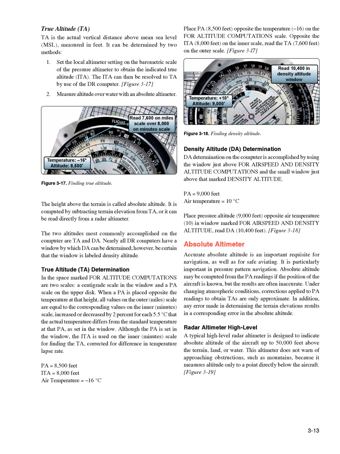2. Measure altitude over water with an absolute altimeter. The height above the terrain is called absolute altitude. It is computed by subtracting terrain elevation from TA, or it can be read directly from a radar altimeter.